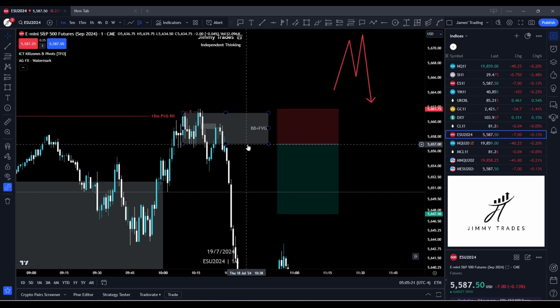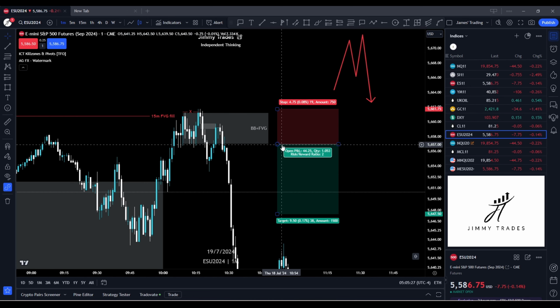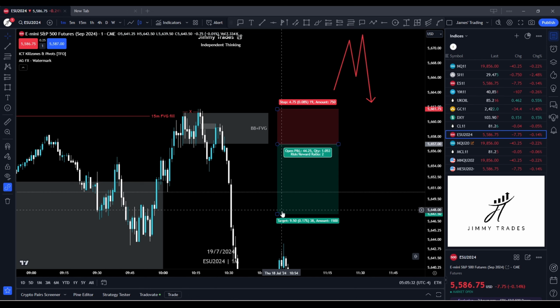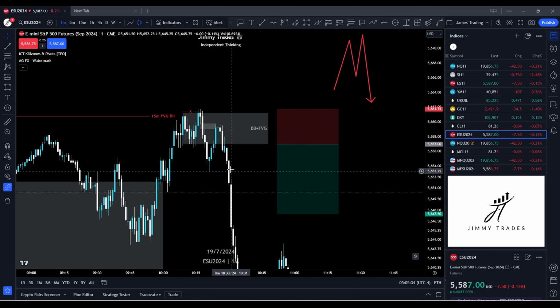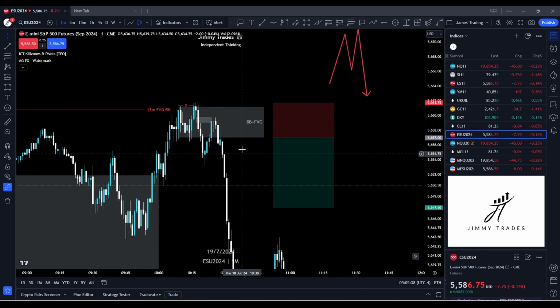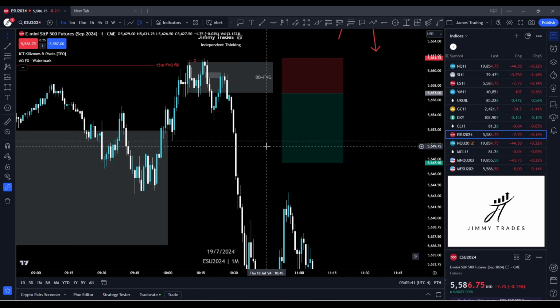Entry on the breaker with a limit order. Stop loss at the highs. TP 2R. And I mean, price easily reached 2R. If you had a runner, you would have had a very nice trade there.